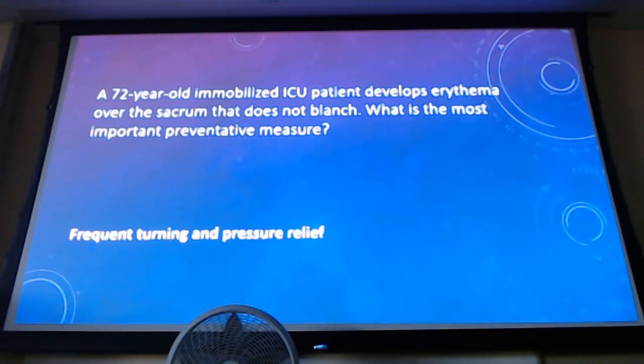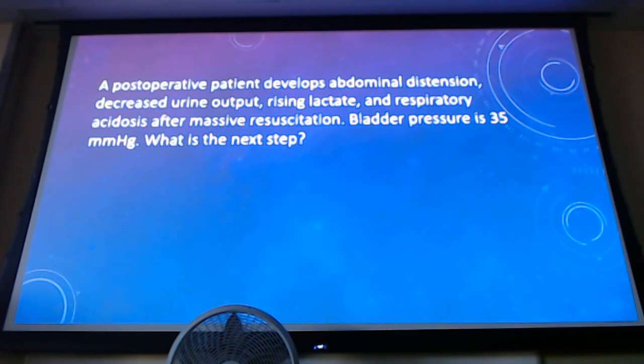Pressure relief. Alright, post-operative patient develops abdominal distension and decreased urine output. They have a rising lactate and a respiratory acidosis after massive resuscitation. Their bladder pressure is 35. What's the next step?